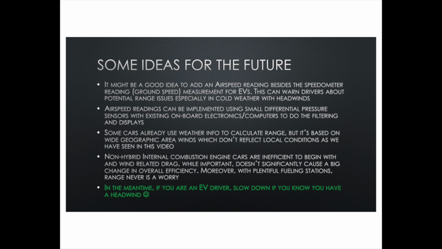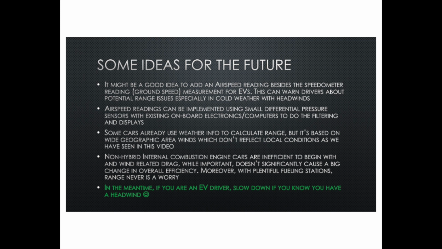Some cars already have weather information included in the range calculation, like the Teslas and perhaps other cars. But these are based on weather reports and wide geographical area wind reports, and other things like temperature and maybe even terrain, whatever else is there, even tire pressures and things like that. So I think it's something that can be done with local information such as this, from the sensor in the car, and it would actually be even more helpful.